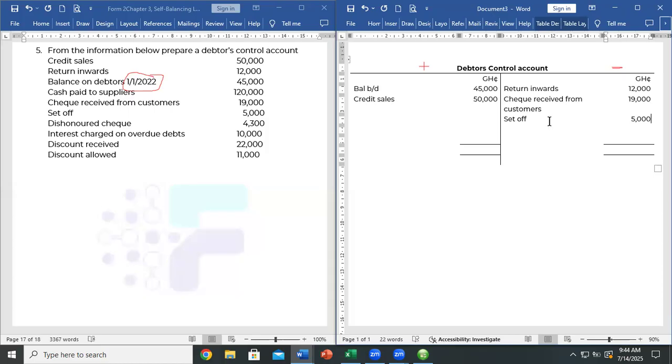So if you are setting it off, you credit it. Okay. Dishonored check. Dishonored check. We said that these are checks that you receive from your customers, but due to some reasons, the bank doesn't pay. Okay. So you would have to reverse it. So that will be in your debtors account at the debit side, this dishonored check.